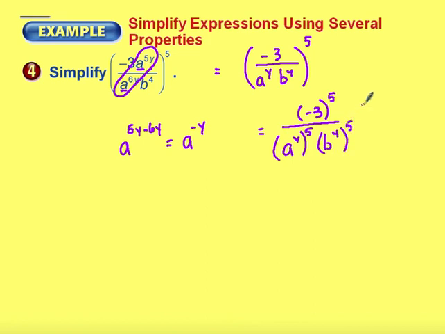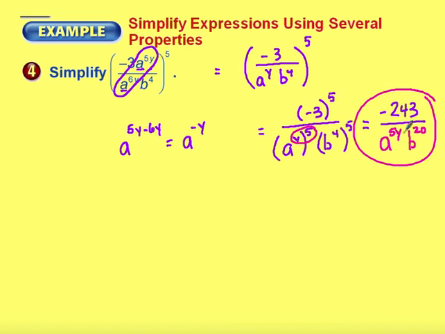Now quick calculations: negative 3 to the 5th power, if I calculate that out, is going to give me negative 243. Again, I'm not moving that, it's just a negative number. And then I'll do these power to powers. So this is a to the 5y power and b to the 20th power. So when I'm done, I have no negative exponents, only a negative number.